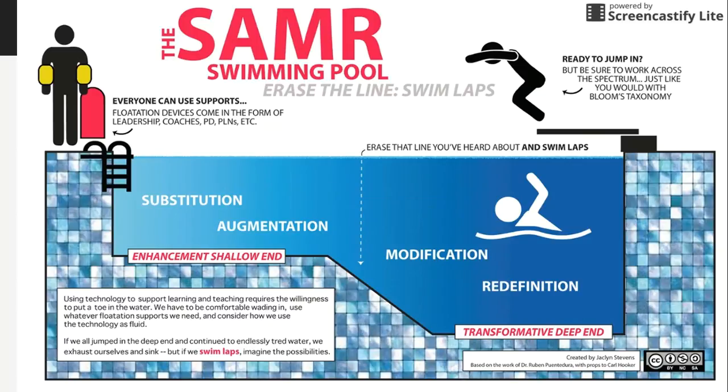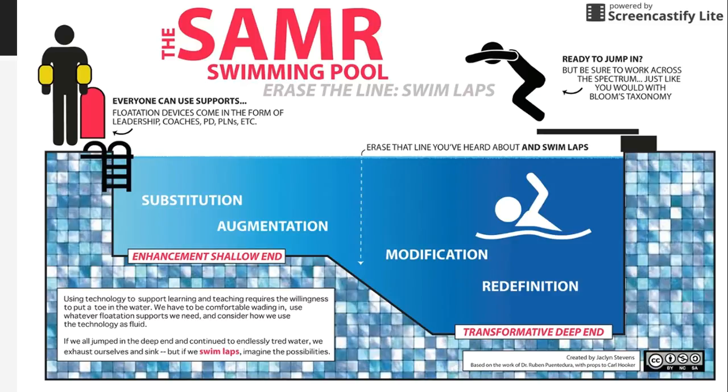If you look at SAMR as a swimming pool, over on the shallow end you have substitution and augmentation. That's basically where you're getting a foot wet, breaking out the computers, getting used to them a little bit, getting comfortable, checking out the temperature. And then you start going on a little more, and that's where you get into modification and redefinition. But keep in mind, as you're transforming education down in the deep end, that you need to swim laps. Because if you're just treading water down that deep end, you're going to become tired, and so are your students a little bit.